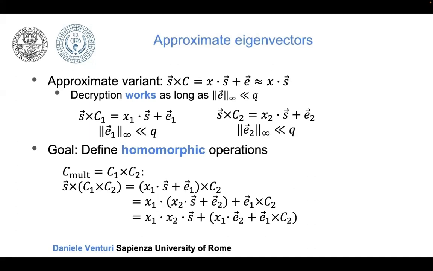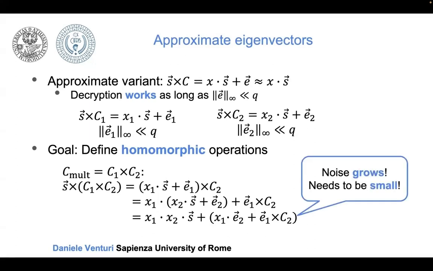Now look at this noise. It grows, and as before, we need this noise to be small. Unfortunately, it is not immediately clear that the noise is going to be small, because this ciphertext matrix is defined over Z_Q for a large Q, which means that when we multiply this matrix with E1, even if E1 is small, the product is not going to be small. So the noise grows in a way that we cannot control, and we don't like this because it will completely kill the correctness of the scheme. So we need to deal with this problem.